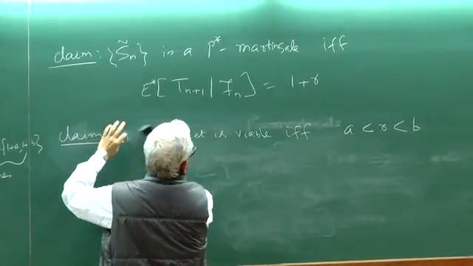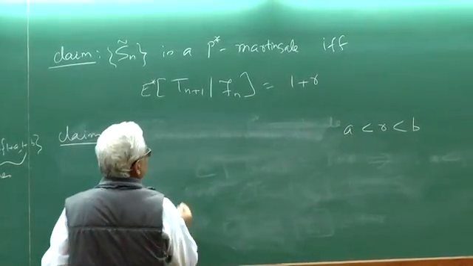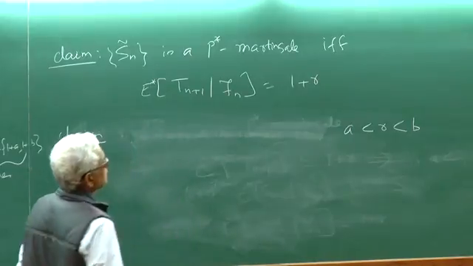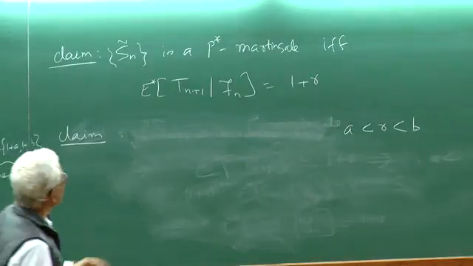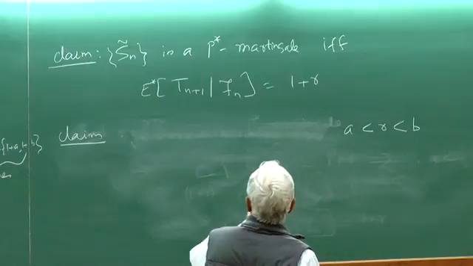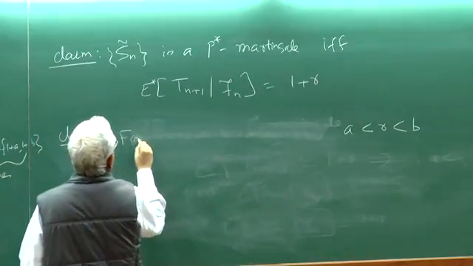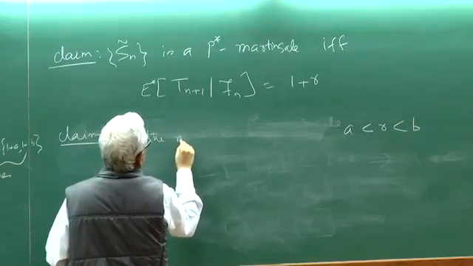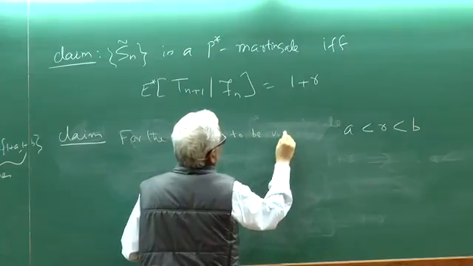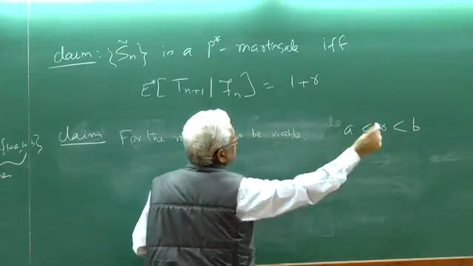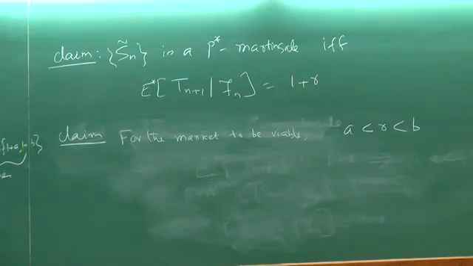This is incorrect. What I proved is a one-way inequality. So what I have proved is, for the market to be arbitrage free, for the market to be viable, this is a necessary condition. We have only proved a necessary condition, not if and only if. Sorry. For the market to be viable, R must lie between A and B.